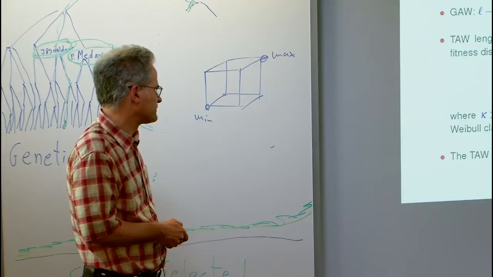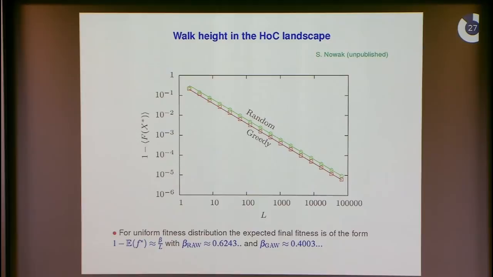Right, so what about the height? So this is a very recent result by Stefan Novak, where he looked at the walk height in the House of Cards model, right? So we know that the random walks are log L, and the greedy walks have length 1.7. And so what Stefan was able to show, just for concreteness, say we choose the fitness values uniformly, then of course a generic maximum will have a value 1 minus 1 over L, right?